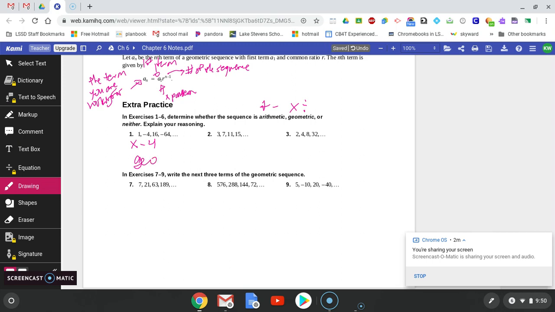On number 2, to go from 3 to 7 to 11 to 15, my pattern is adding 4, which means it is arithmetic.